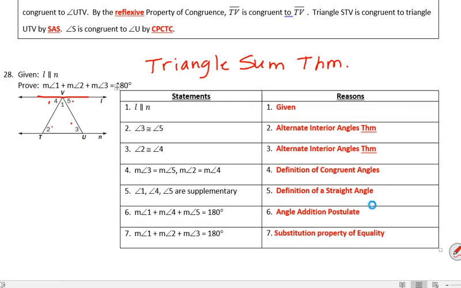Notice then we've got that these 3 angles right up here, when they are added together, they are supplementary. That's the definition of a straight line. And then when we add them all 3 together, we know that that equals 180. That's the angle addition postulate. And then when we do angle 1 plus 2 plus 3 down here, all we did was substitute 2 for 4 because of this statement up here, and we substituted 3 for 5 because of that statement up there. Because we can do that, we can use the substitution property to state that the angles inside the triangle, when added together, are 180 degrees.